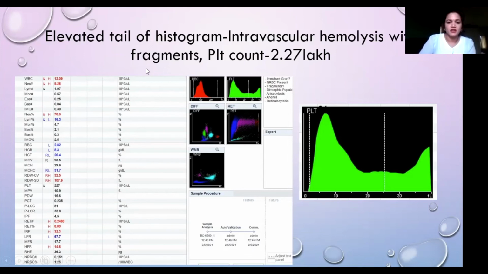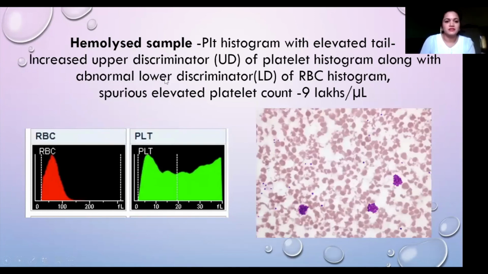Now the other usefulness of this analyzer was seen in a hemolyzed sample where the platelet histogram showed an elevated tail, and we can see an obviously abnormal RBC histogram as well, where the increased upper discriminator of the platelet histogram is seen and abnormal lower discriminator of the RBC histogram is also seen. And here we can make out that the RBC histogram is not starting from the baseline and the platelet histogram is not touching the baseline. And this particular sample on examination showed all the RBCs which were lysed.